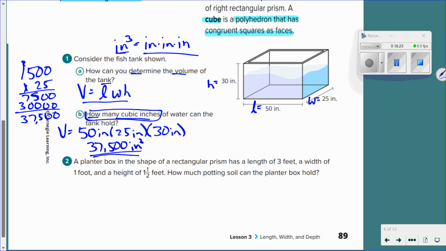Okay? Does this make sense? So, inches of water in the tank. Because it was a word problem, we should do a full sentence answer, yes?